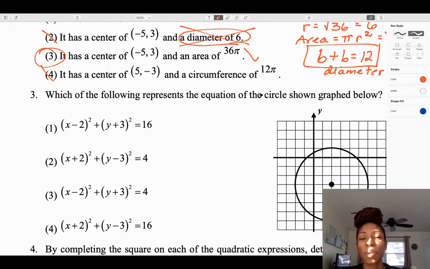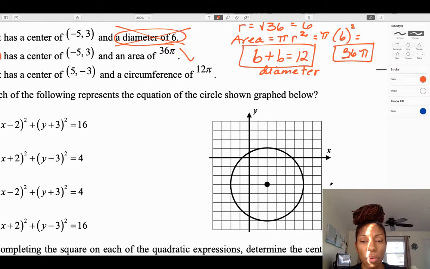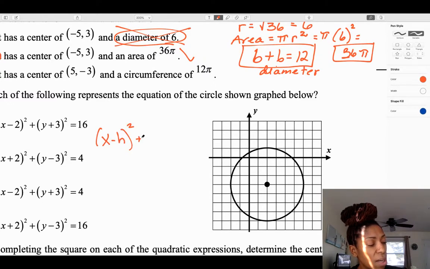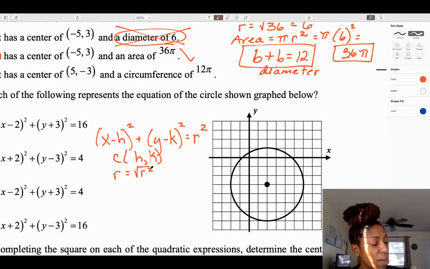Which of the following represents the equation of a circle shown graphed below? Okay, let's check out this circle. What is the radius and what is the center? Because once I know the radius and the center, I could just plug those values in and see which equation works. Because remember, the equation of a circle is (x - h) squared plus (y - k) squared equals r squared. And the center is (h, k), and r is the square root of r squared.